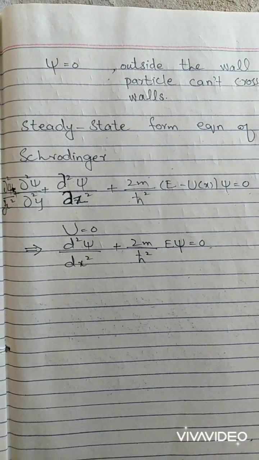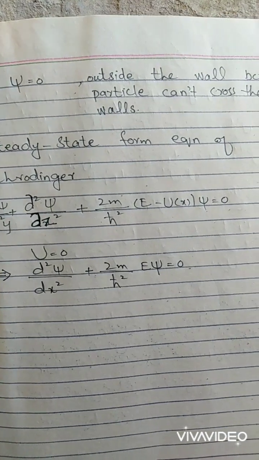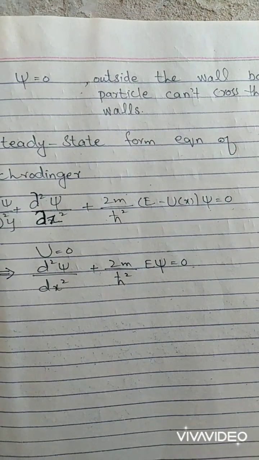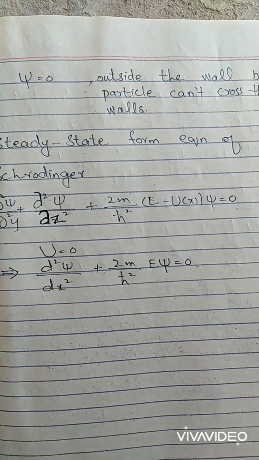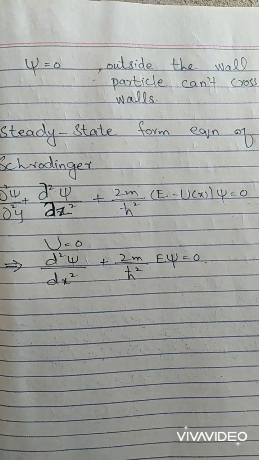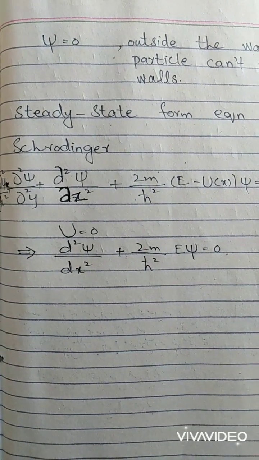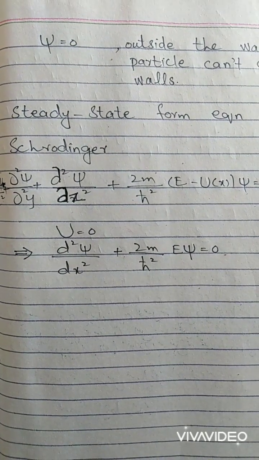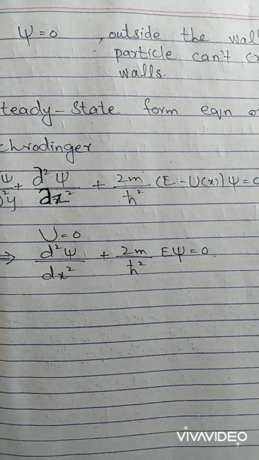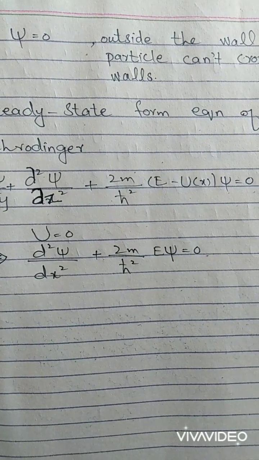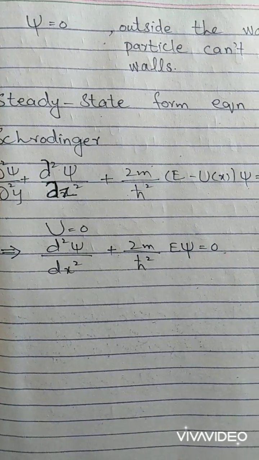The steady state form of the Schrödinger equation is actually del square psi plus 2m over h cut square (E minus U) psi equal to 0. And as the particle can move in only x direction, we use here not the partial derivative but the whole derivative, that is d square psi over dx square plus 2m over h cut square E psi. Here I have told you earlier that U is equal to 0 inside the box, so we put U equal to 0 and the equation implies as given here.